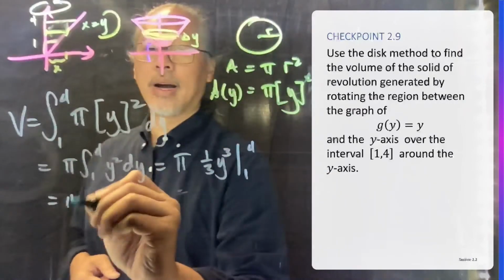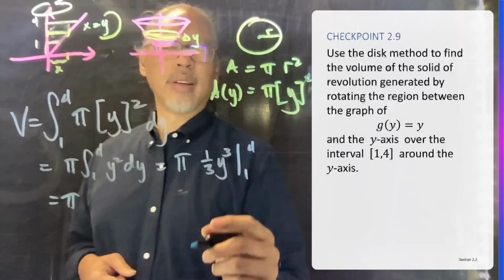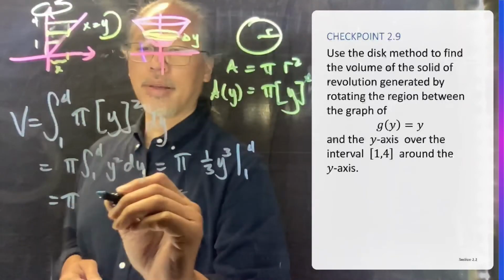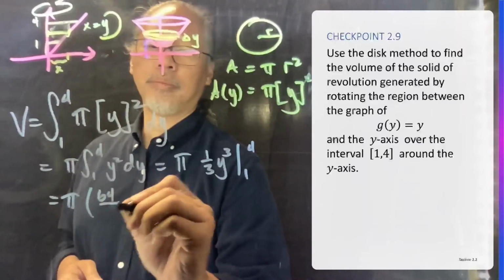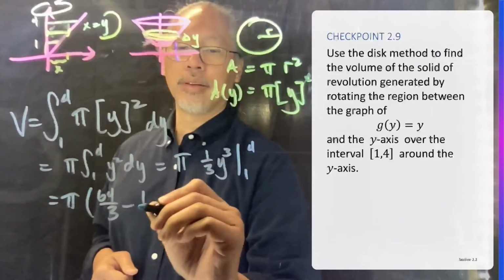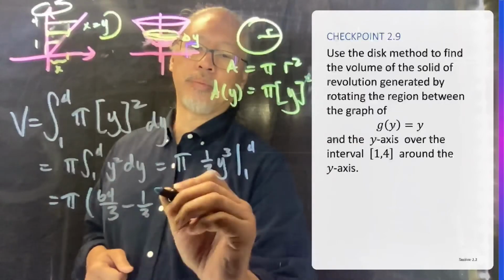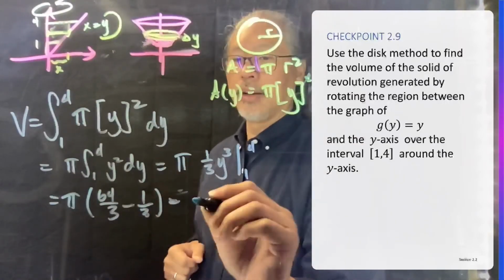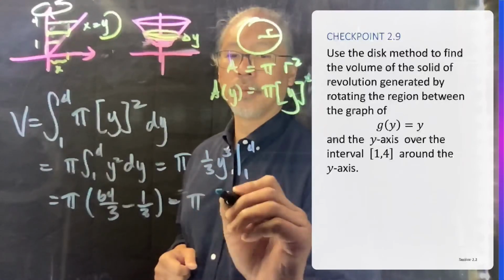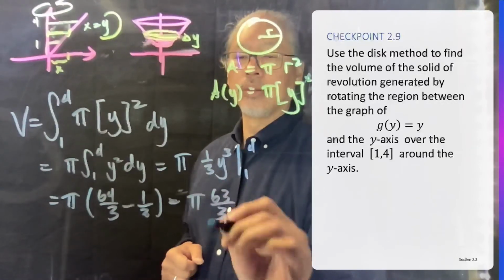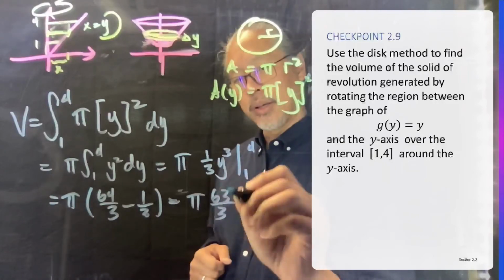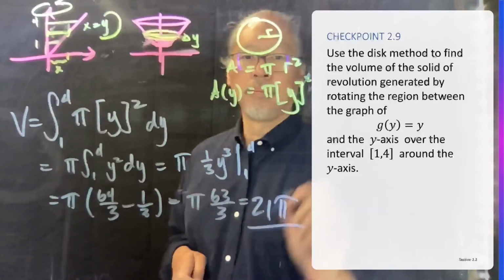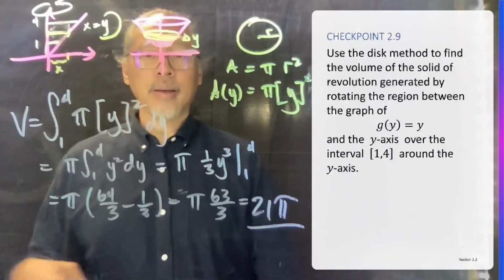And so we have pi times, putting 4 in there, 64 divided by 3, and then we put 1 in there, that's just 1/3. And 64 minus 1, same denominator, is going to be pi times 63 over 3. And I think that's 21 pi. All right. Good luck.